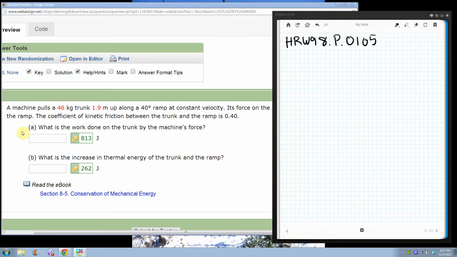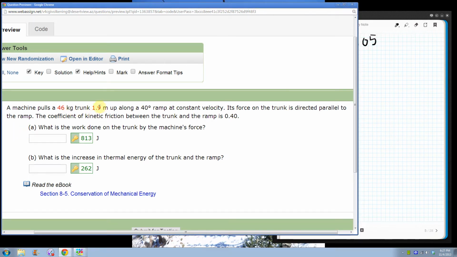HRW98P0105. A machine pulls a 46 kilogram trunk 1.9 meters up along a 40-degree ramp at a constant velocity. Its force on the trunk is directed parallel to the ramp. The coefficient of kinetic friction between the trunk and the ramp is 0.40. They want to know what is the work done on the trunk by the machine's force, and what is the increase in thermal energy of the trunk and the ramp.